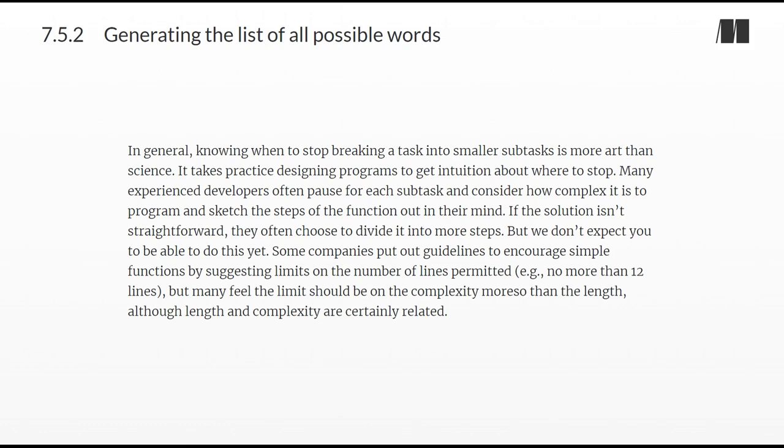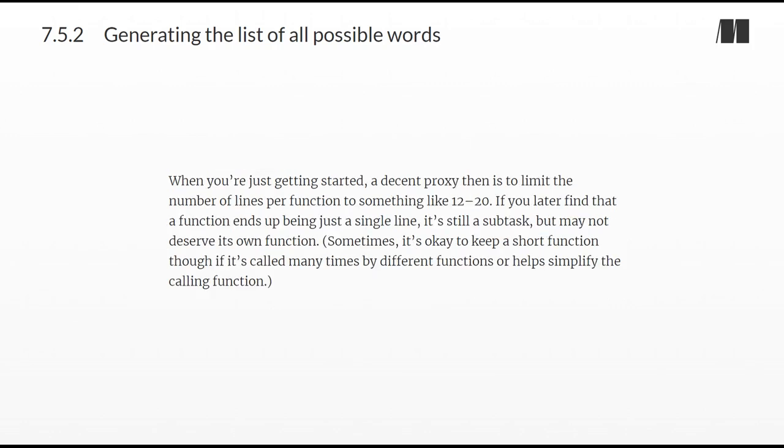Some companies put out guidelines to encourage simple functions by suggesting limits on the number of lines permitted, for example, no more than 12 lines. But many feel the limit should be on the complexity more so than the length, although length and complexity are certainly related. When you're just getting started, a decent proxy then is to limit the number of lines per function to something like 12 to 20. If you later find that a function ends up being just a single line, it's still a subtask, but may not deserve its own function. Sometimes, it's okay to keep a short function though if it's called many times by different functions or helps simplify the calling function.